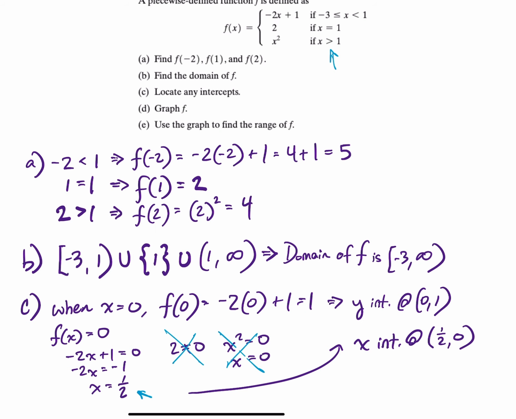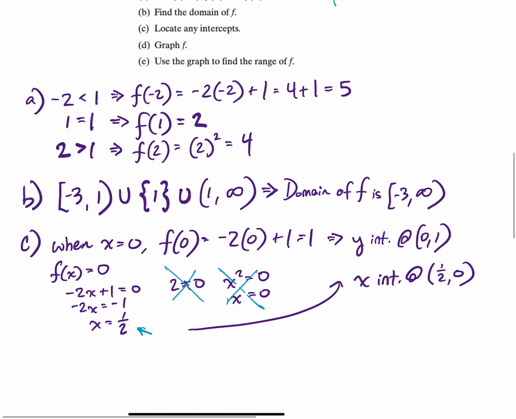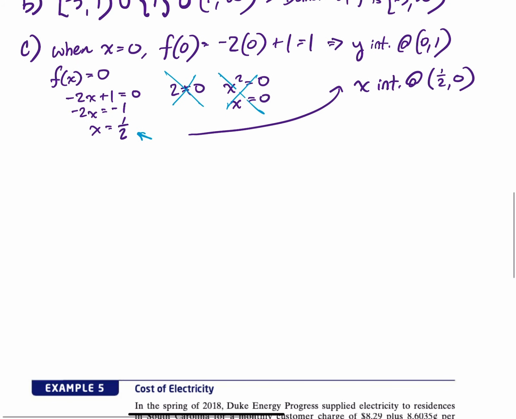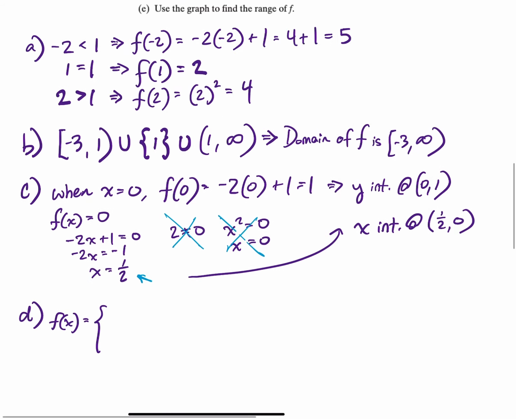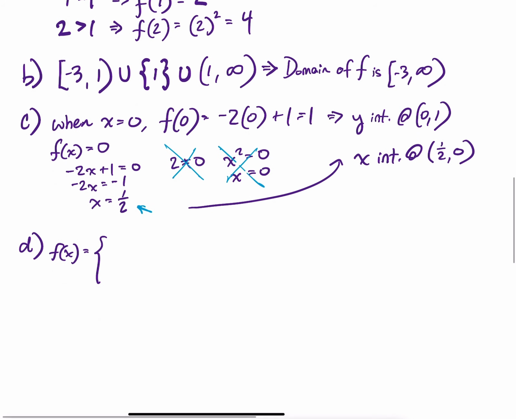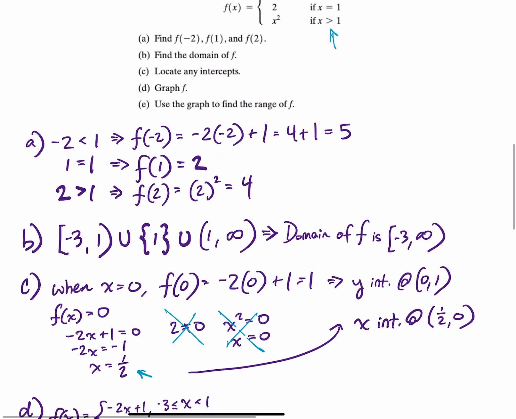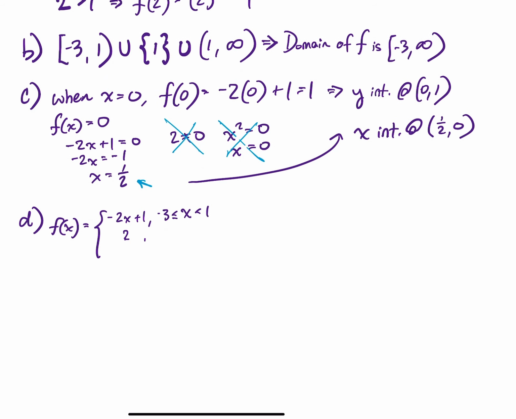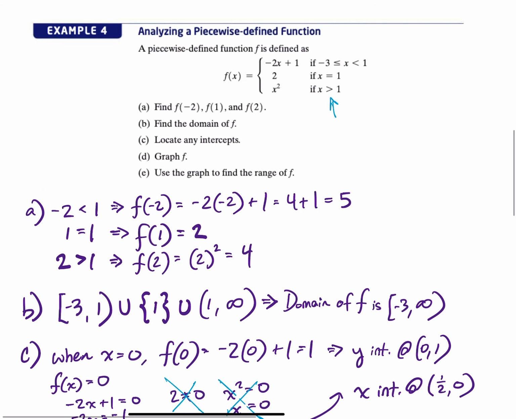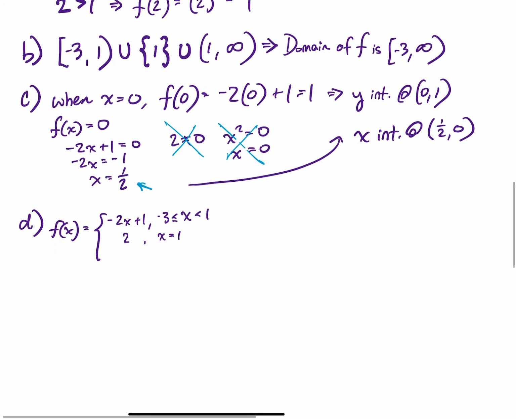It might be easier just to graph this and see what it would look like. So let's use a similar technique. Let me write out what the function is again, just so we can see it. So it has three conditions. The first one is negative 2x plus 1 when x is greater than or equal to -3 and less than 1. And then it behaves like 2 when x equals 1. So we'll see what that looks like. And then x squared when x is greater than 1.